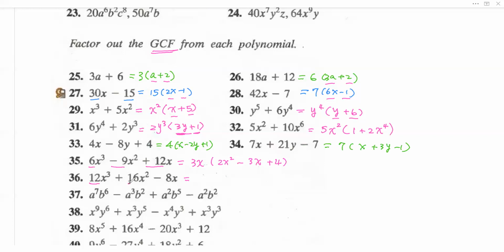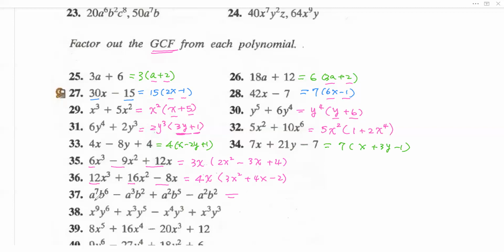So 12, 16, negative 8. So you can say 4, right? For the x, it's only x to the first, right? So you can get 3x squared plus 4x minus 2. All right.